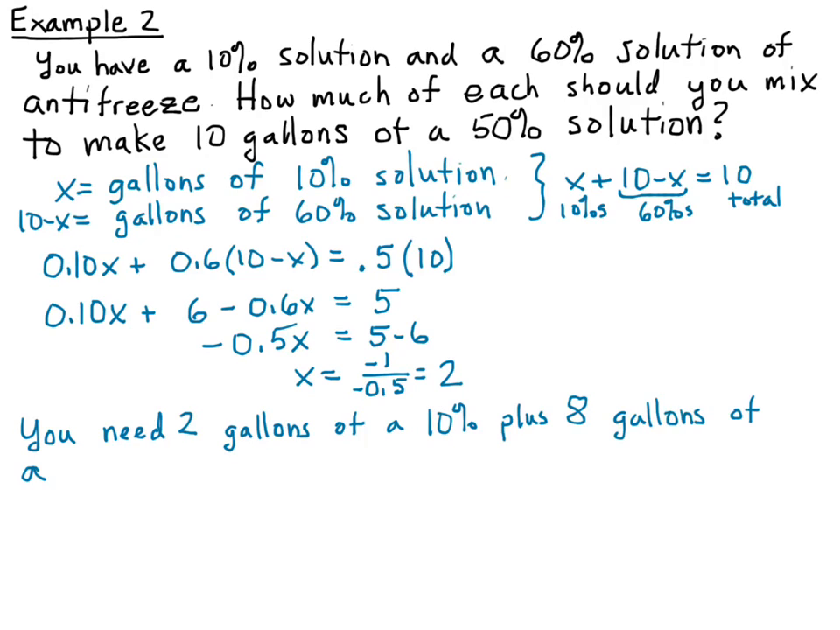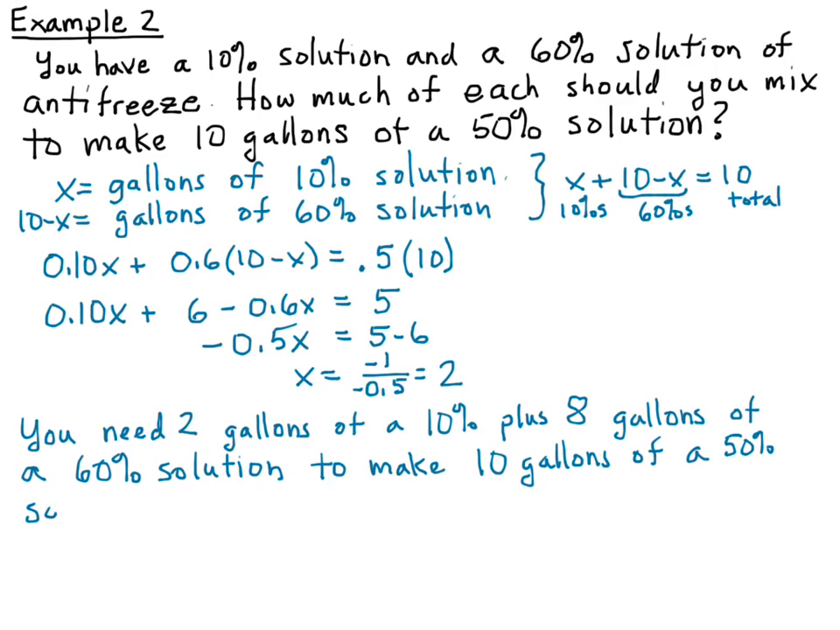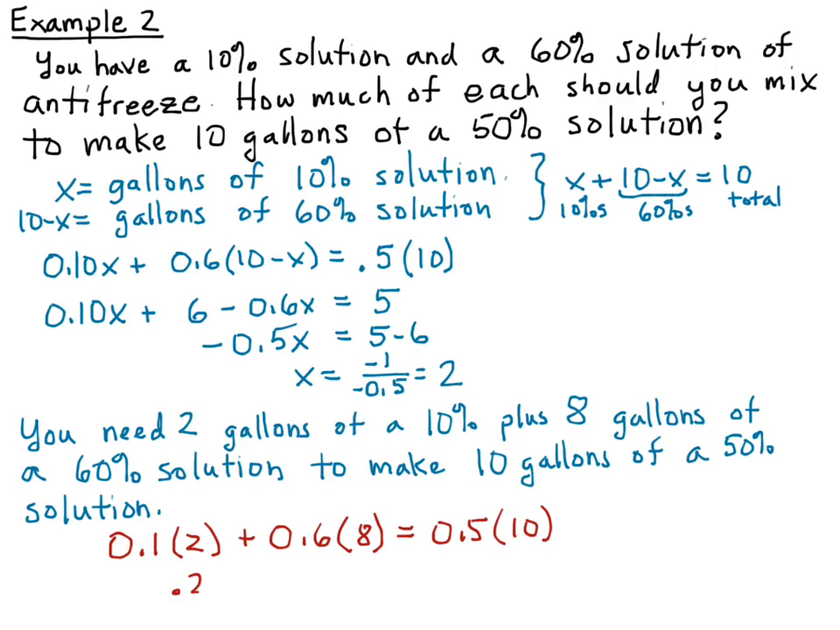So you need 2 gallons of the 10% mix and 8 gallons of the 60% solution to make 10 gallons of the 50%. So let's put that in our equation and see if that works out. Just to test it, if we say, okay, a tenth times 2 plus 0.6 times 8 equals 0.5 times 10, and sure enough, we get 0.2 plus 4.8 equals 5. So it checks out.